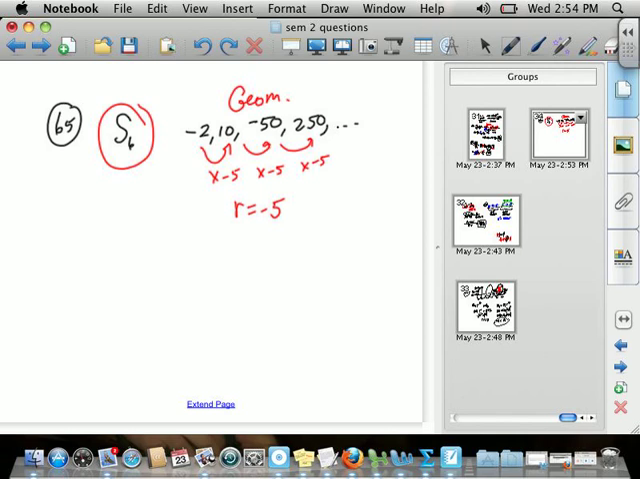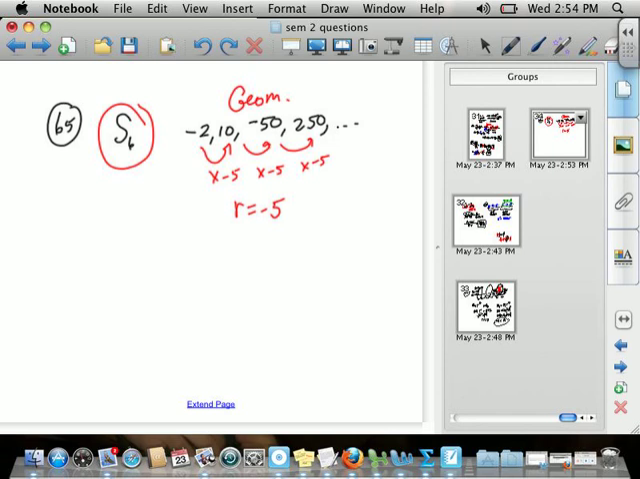Now this is not bad for this situation. You already have 4 numbers, so you could find the next 2 numbers and then add them together, right? Very easy. But on your test, what if I ask you S30, the sum of the first 30 numbers? Not so easy. Yeah, a little bit harder. I think I do ask something about the 1001st term on something, so just know that that can happen.